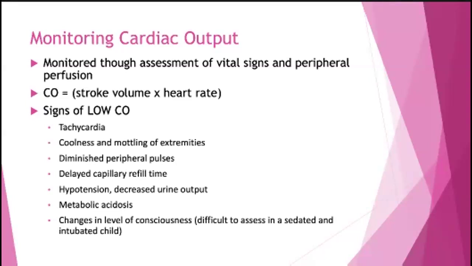Normal heart ranges in children, our infants beat faster, our adolescents are closer to adults. You'd have to look at your textbook to know what your heart ranges should be. The textbook that we use, infants are 100 to 160, toddlers are 90 to 140, school-age children are 75 to 120, and adolescents are 60 to 100.